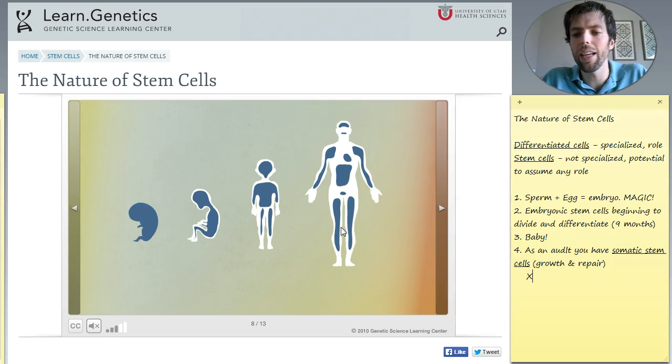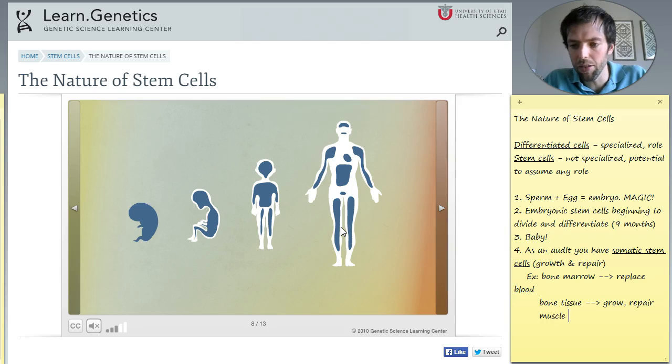We're going to write down a couple examples because I know you might think, weird, I thought stem cells were only in embryos. So for example, in your bones, you've heard of bone marrow, and that's used to replace your blood as it expires. Another example would be in your bone tissue, and that's for you to grow or to repair a broken bone. Same with your muscle, to build muscle, so on and so forth.